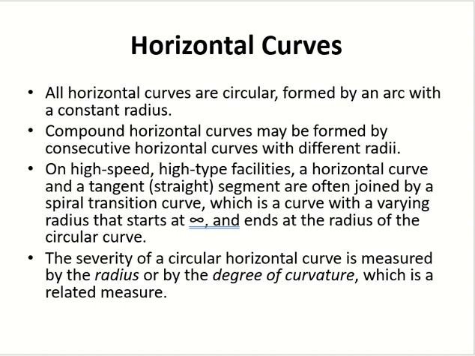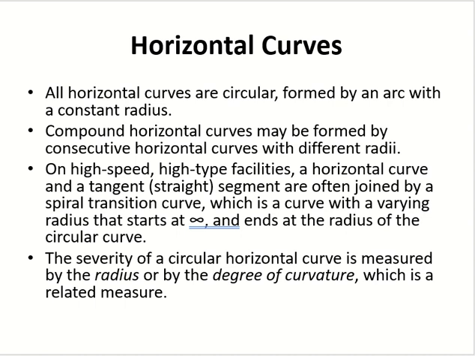Every circle has a what? Radius, and the radius of a circle is constant. A spiral transition curve is a higher degree curve which has a changing radius. Its radius is not constant. It goes from infinity and ends at the radius of the circular curve.